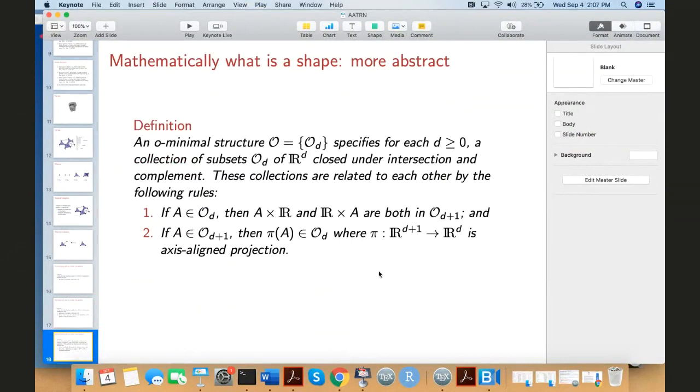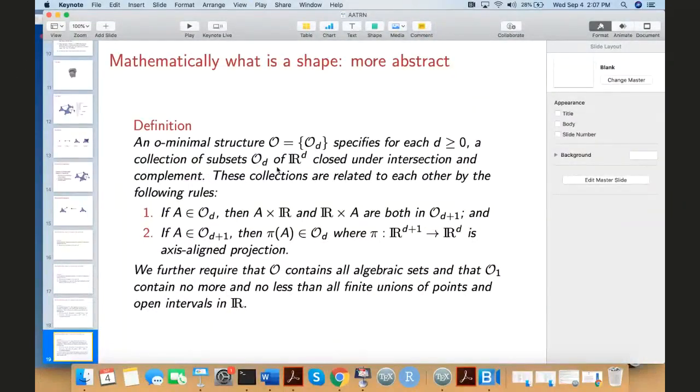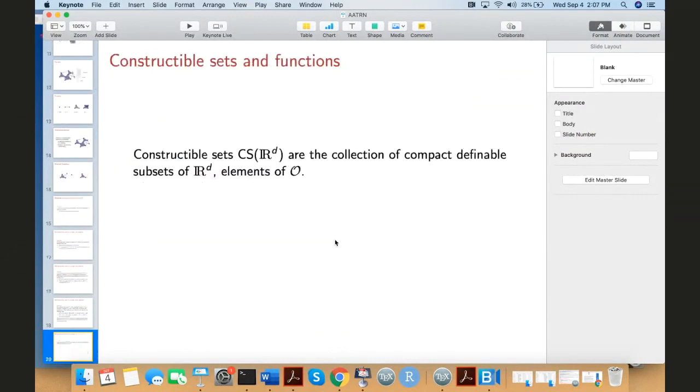And this came from logic and other set theoretic constructions. The idea is this is a way of getting some notion of tameness, right? So what you were saying is that you have subsets of R^D that are closed under intersection and complements, and you have this first property: if A is in O_D, then A cross R and R cross A are both in O_{D+1}, so you can add something on. And then property two is that axis-aligned projections are well defined. So you can really think of this as a measurability idea, and we'll get back to that.